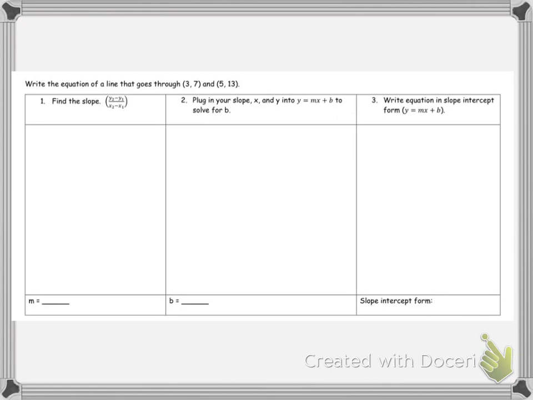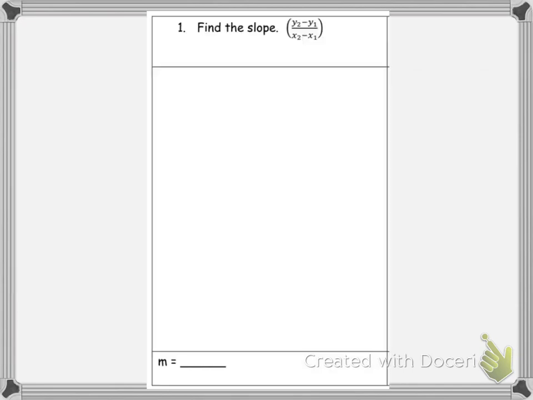It says, write the equation of a line that goes through the points (3, 7) and (5, 13). So let's do that first step together. And I'm going to rewrite what those ordered pairs were, just so that we won't have to keep going back and forth. All right, so first thing you want to do is label your points. So this is going to be x1 and y1, x2, and y2. And then you're going to plug it in that slope formula.